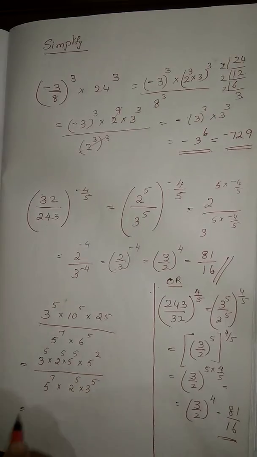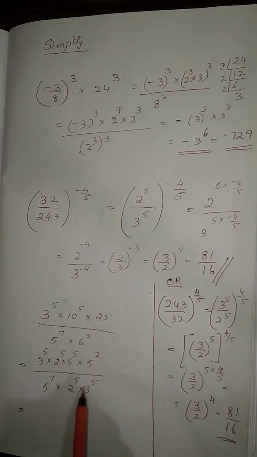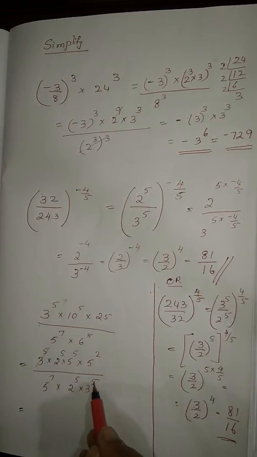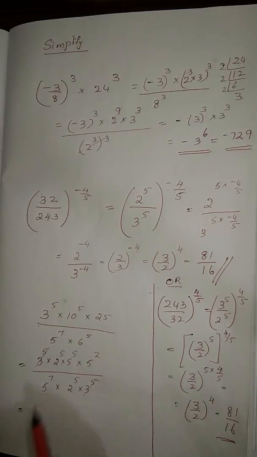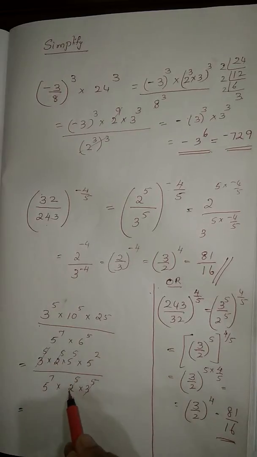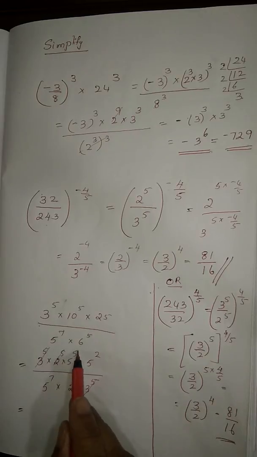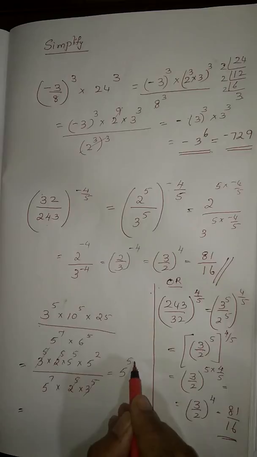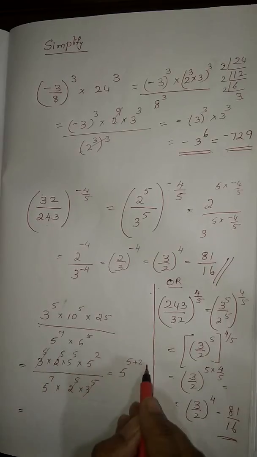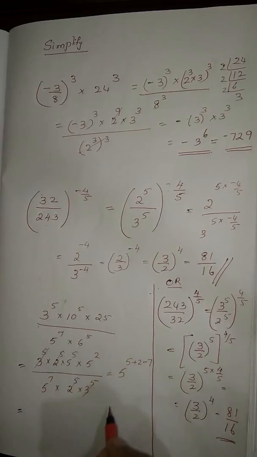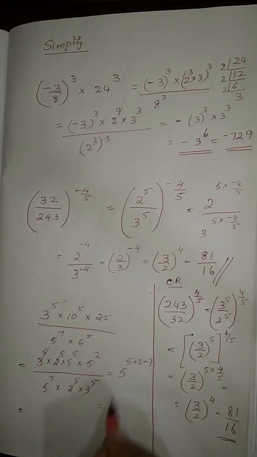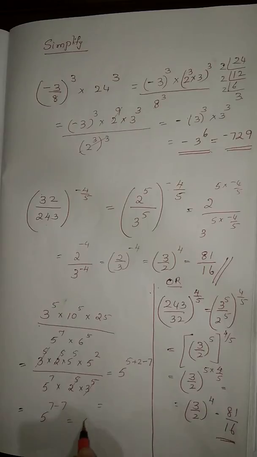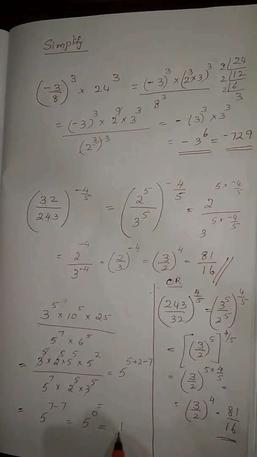So now I will find out which are the terms that I can cancel. 3 to the power of 5 and 3 to the power of 5 can be cancelled. 2 to the power of 5 and 2 to the power of 5 can be cancelled. And 5 to the power of 5, so this will become 5 to the power of 5 plus 2, then minus 7. So this is equal to 5 to the power of 7 minus 7. So 5 to the power of 0. That is equal to 1.